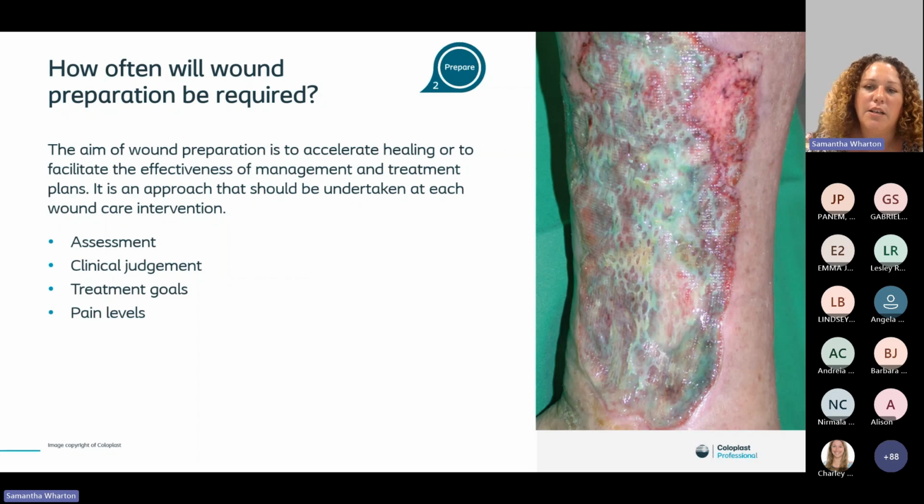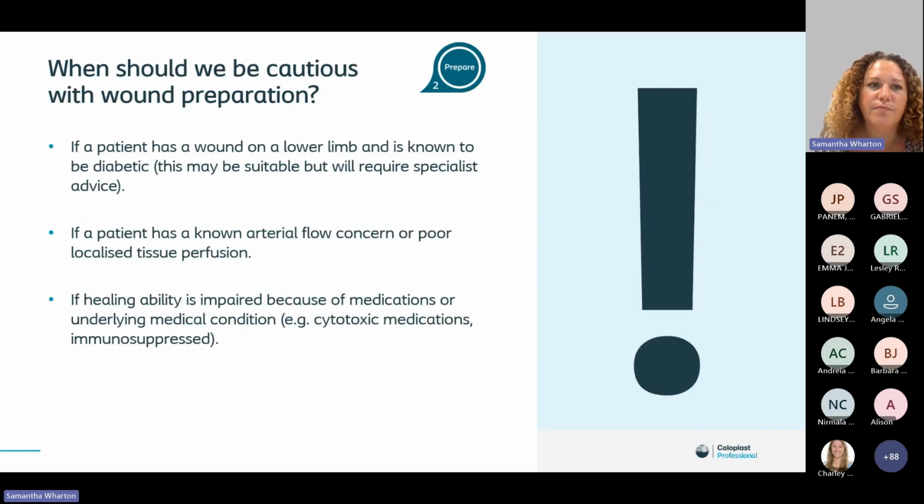So you really need to manage patients' pain as much as possible. There are times you won't do debridement. So if a patient has a wound on a lower limb and is known to be diabetic, you may need to require some more specialist advice. If the patient has known arterial flow concern, again, get some more specialist advice. And also if they're immunosuppressed due to medications or underlying medical conditions. And I would also say if they've got sort of like fungating tumours, again, you need to either get some more specialist advice or use with caution.